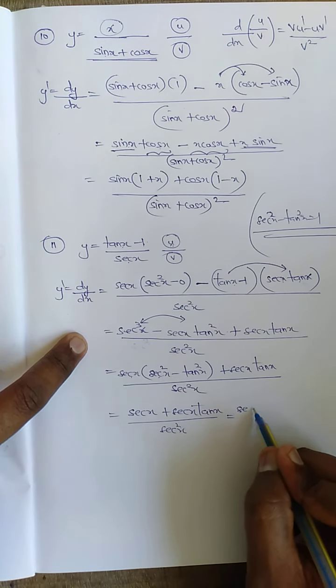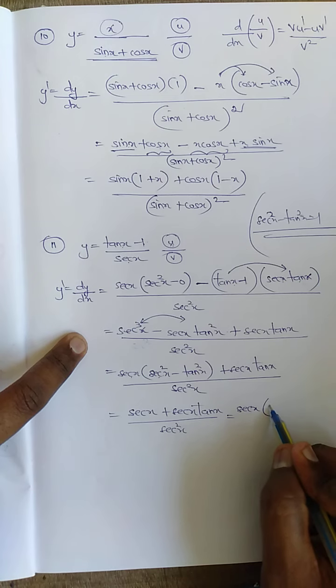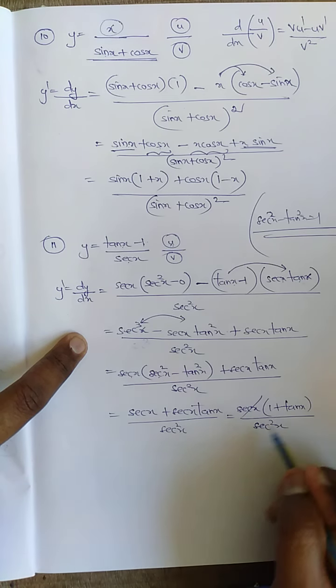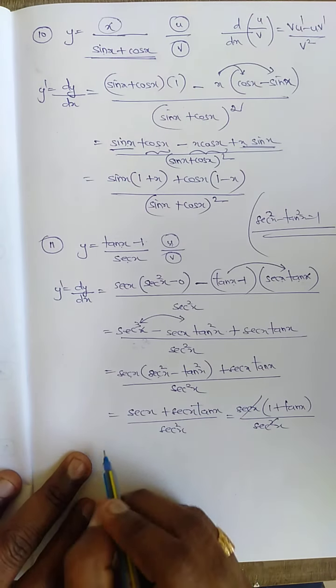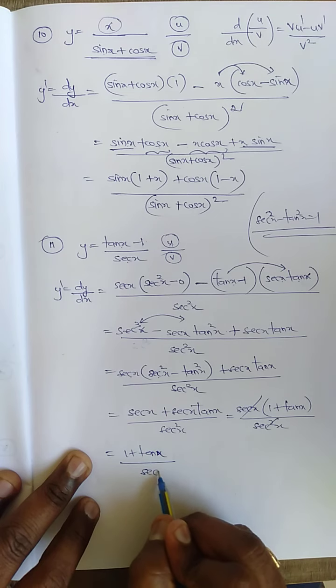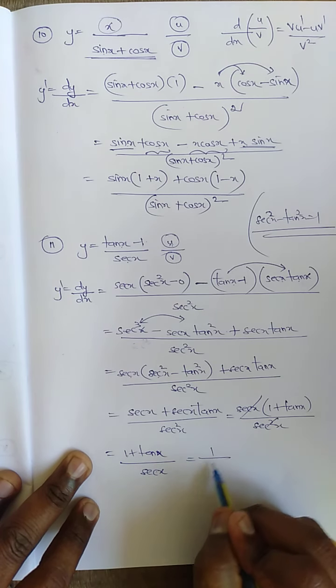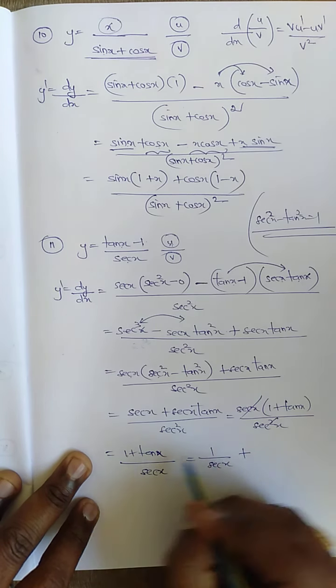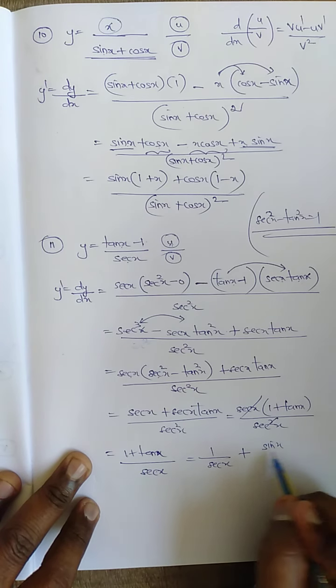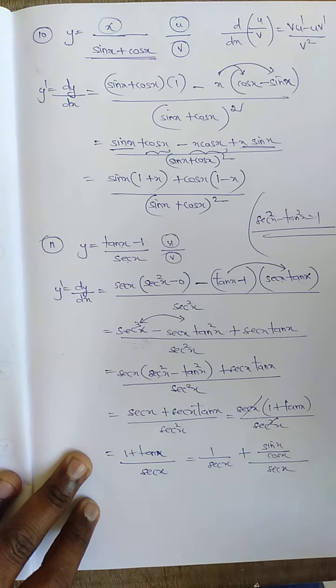I can take secant x outside. Secant x outside, nothing but 1 plus tan x divided by secant square x. Both will be cancelled, only secant x remains: 1 plus tan x divided by secant x. I can separate it as 1 divided by secant x plus tan x divided by secant x. This tan x I can write as sin x by cos x divided by secant x.